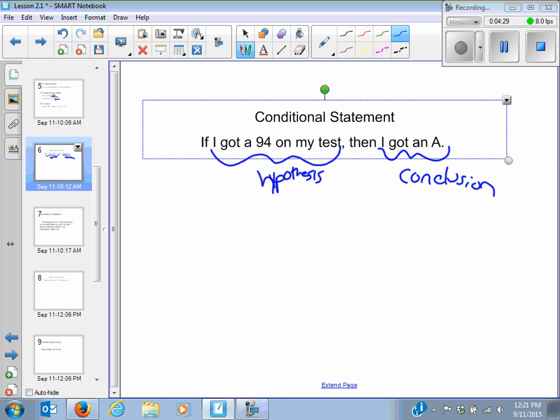Okay, now, what would be the truth value of this? If I got a 94 on my test, then I got an A, that would be true. So the truth value of that statement would be true.